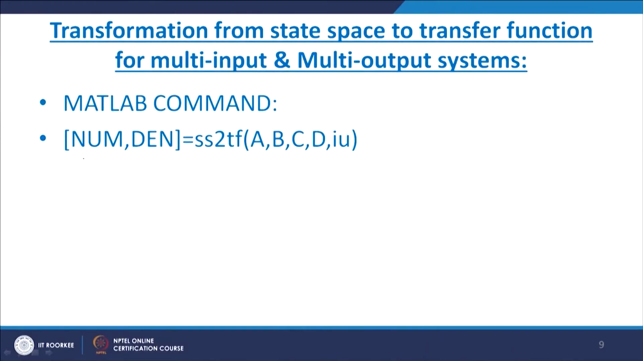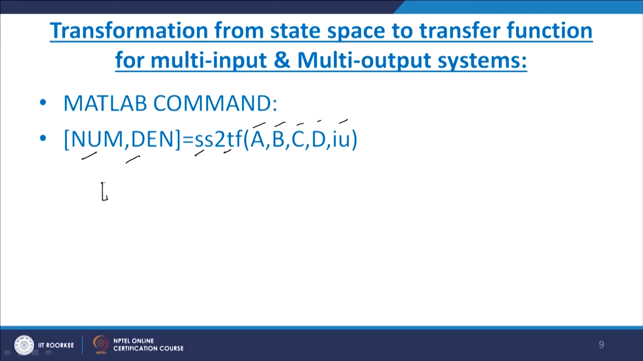Now, about the multi input multi output system, because in practice a system is generally of multi input multi output form, then in that case how to determine the transfer function model from the given state space model. So, the command which we have to use is [numerator, denominator] equals SS to TF, state space to transfer function, A, B, C, D and IU. IU means particularly the input, that means which input you are taking. Let us say 2 inputs, so here 1 for the first instance, for the second instance we will get 2.